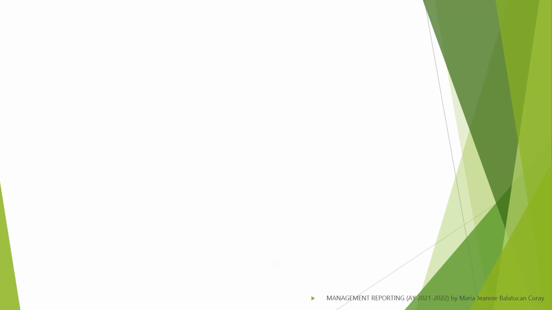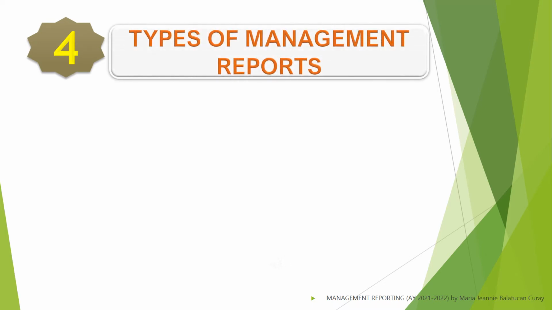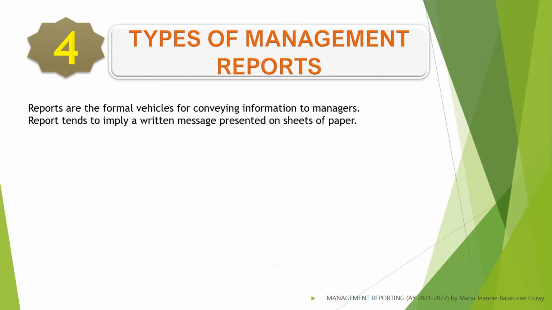The fourth factor that influences MRS is the types of management reports. So reports are the formal vehicles for conveying information to managers, and reports tend to imply a written message presented on sheets of paper. Well, we can express a report either verbally, in numerical form, in graphs or charts, or a combination of those. And our management reports may be on sheets of paper or any digital image.